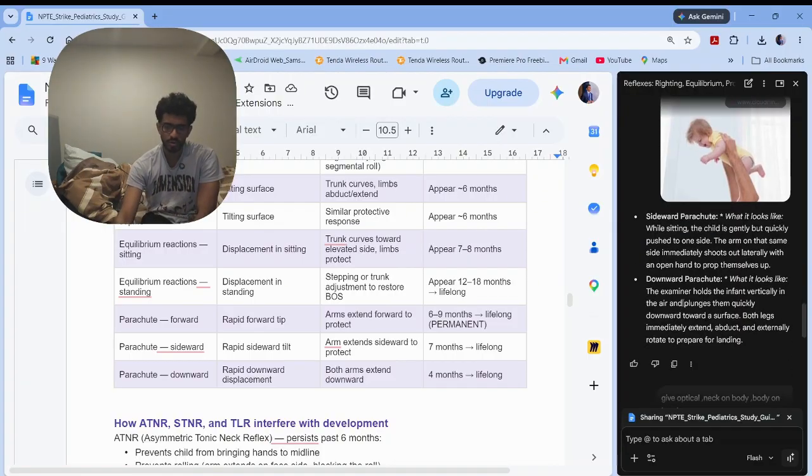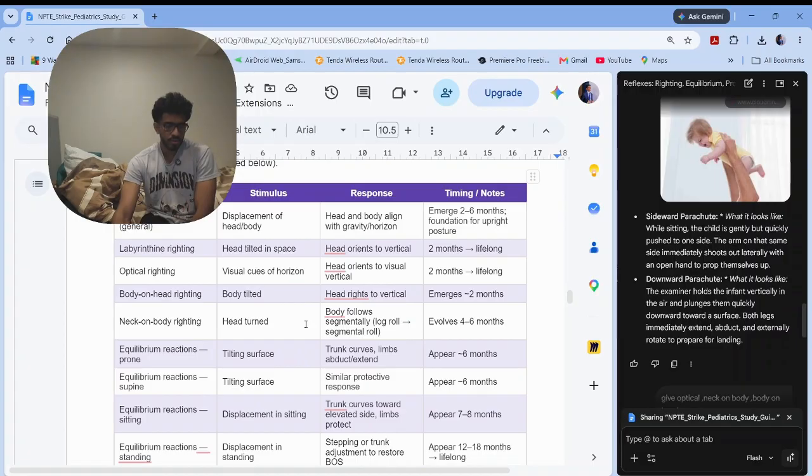And there is the downward one. The examiner holds the infant vertically in the air and plunges them quickly downward toward a surface. Both legs immediately extend, abduct, and rotate to prepare for landing. So it would be like this, drop down like that, and they extend their legs immediately, abduct, extend, rotate, prepare for landing. Okay, so that is all the righting reactions.